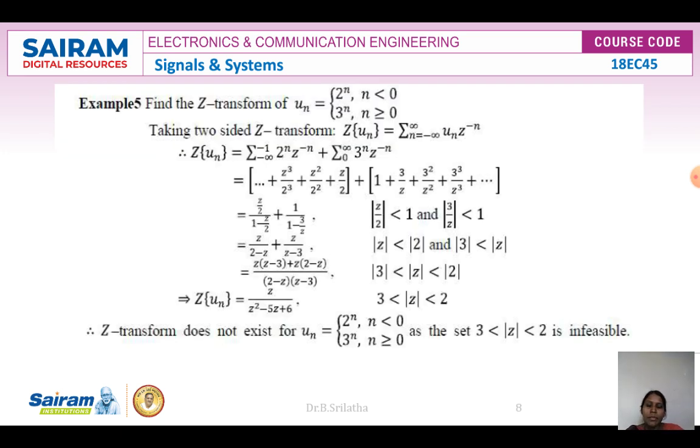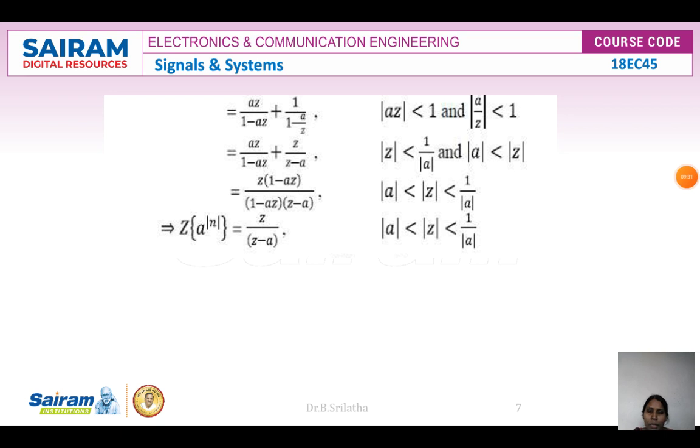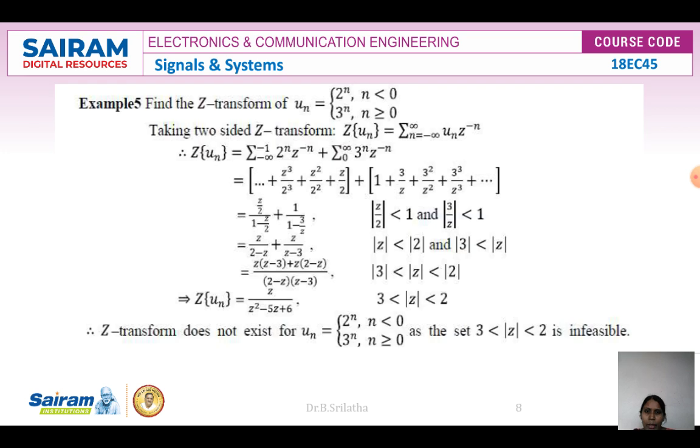Next one is the fifth problem. Find the Z transform of u of n. So now we can see the Z transform of a power modulus of n is z by z minus a, with the limits modulus of a less than modulus of z less than 1 by modulus of a. We'll see the next problem.